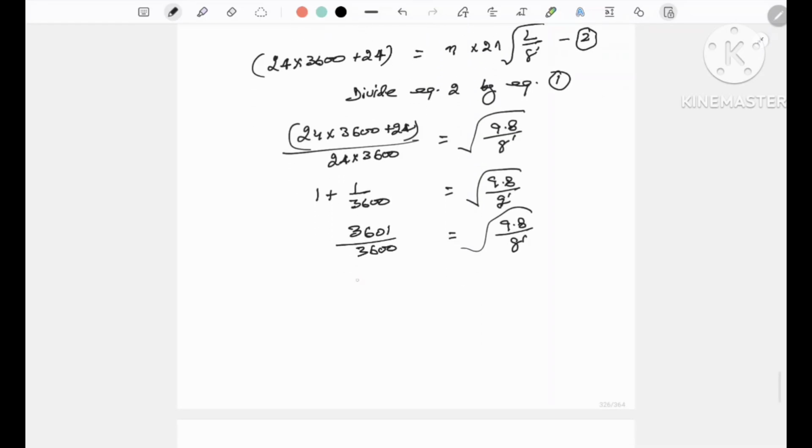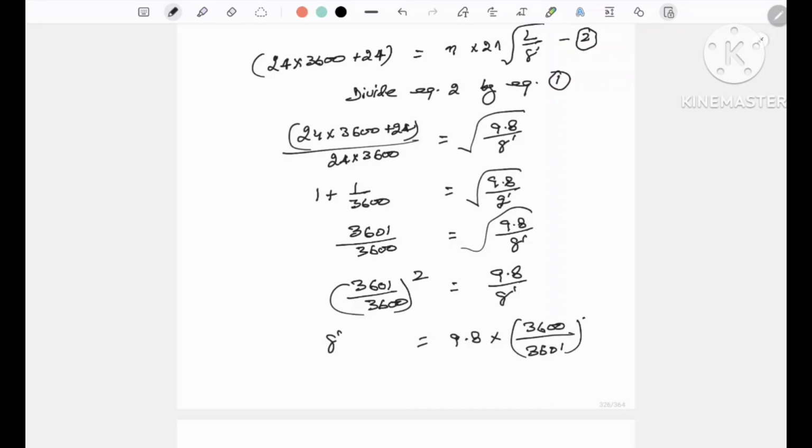We squared both sides. The square of 3601 by 3600 will be equal to 9.8 upon g dash. g dash will be 9.8 into 3600 square upon 3601 square, and that comes to be approximately 9.795 meter per second square.